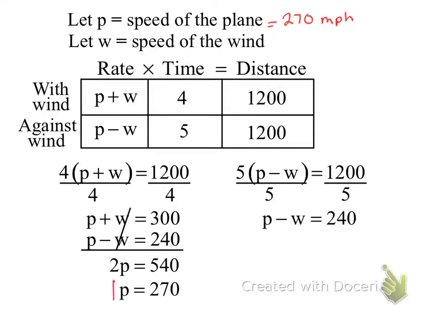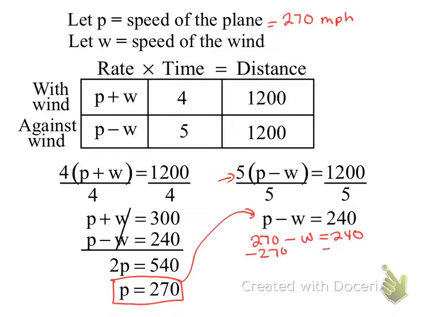No, 270, 270, back into the equation. And I'm going to do this equation because this equation is the same as this equation. It just did the same thing, property of equality. It's still equivalent. So it's really like the original equation, it's just simplified. So I'm going to do 270 is the plane speed minus the wind equals 240.